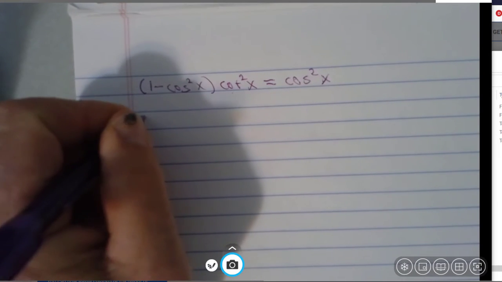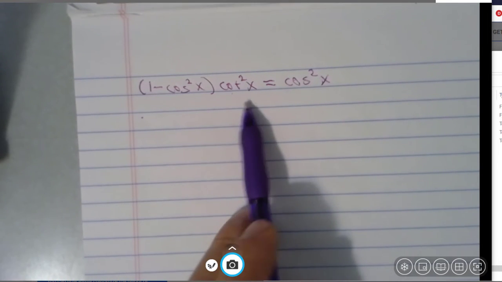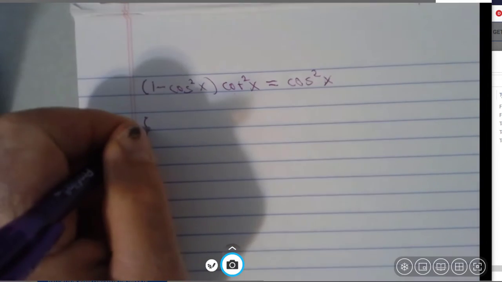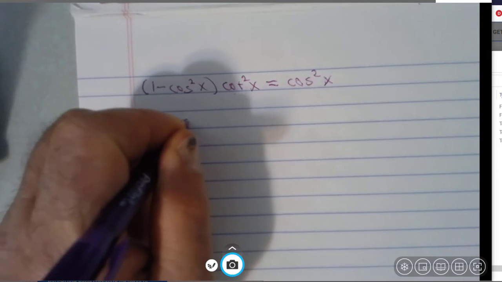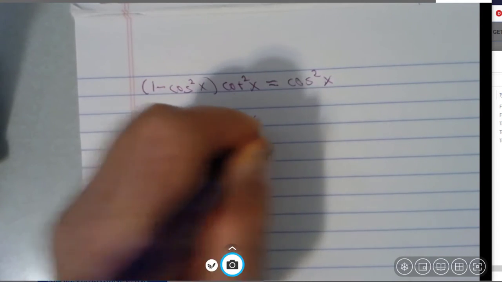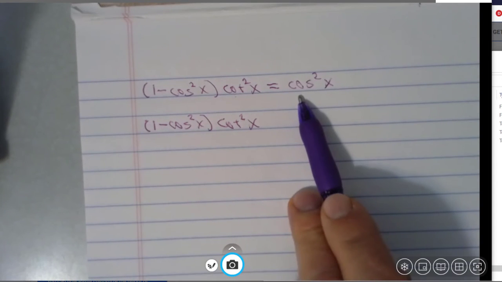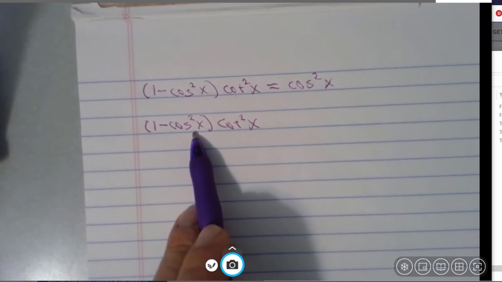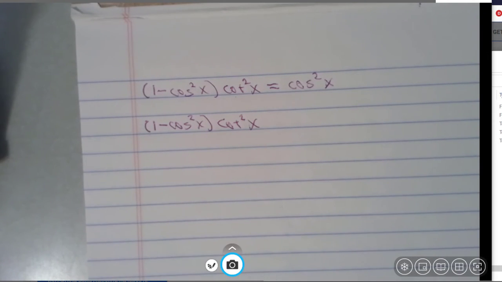And you can probably guess what I'm going to do. I want to work this as a simplification problem. So I'm going to take the more complicated side, and I'm just going to keep simplifying it, and hopefully when I'm all done, what I've got left is cosine squared. Now, this one is begging to be changed because of our Pythagorean identities.